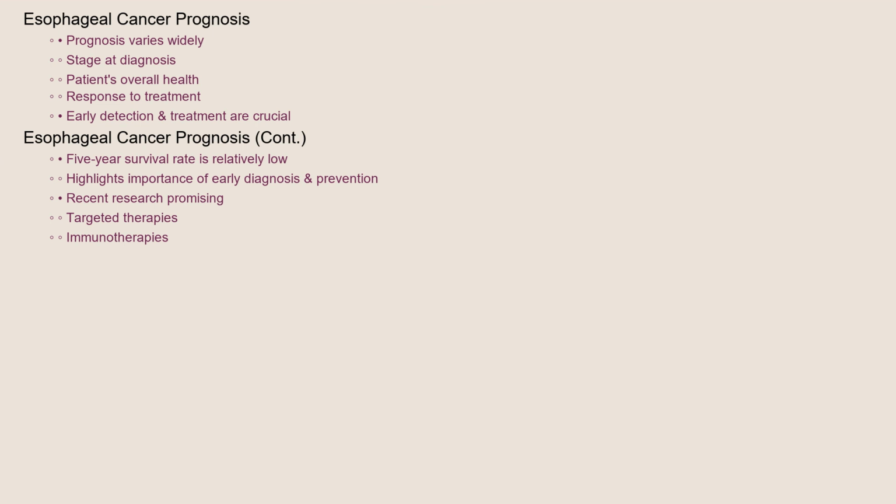What is the prognosis for esophageal cancer? The prognosis varies widely depending on the stage of the cancer at diagnosis, the patient's overall health, and the response to treatment. Early detection and treatment are crucial for improving outcomes. The 5-year survival rate for esophageal cancer is relatively low compared to other cancers, highlighting the importance of early diagnosis and prevention. Recent research is focused on developing new and more effective treatments, including targeted therapies and immunotherapies, which hold promise for improving outcomes in the future. These advancements aim to not only extend survival but also improve the quality of life for individuals affected by this challenging disease.